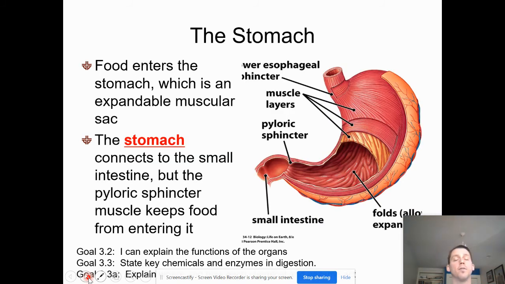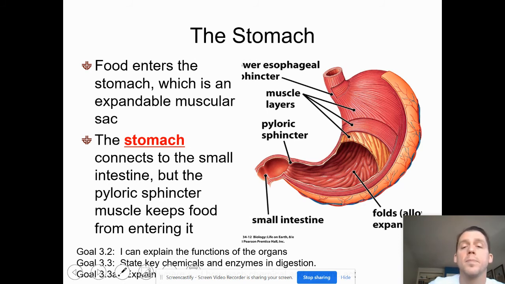Okay, and the last for today, but certainly not the end of the digestive system, is we've got the stomach. Food enters your stomach, the most famous part of our digestive system. Stomach is going to connect to your esophagus. Here would be your esophagus where I'm pointing. Your small intestines would be at the bottom, and your stomach is like a muscular pouch that can expand.